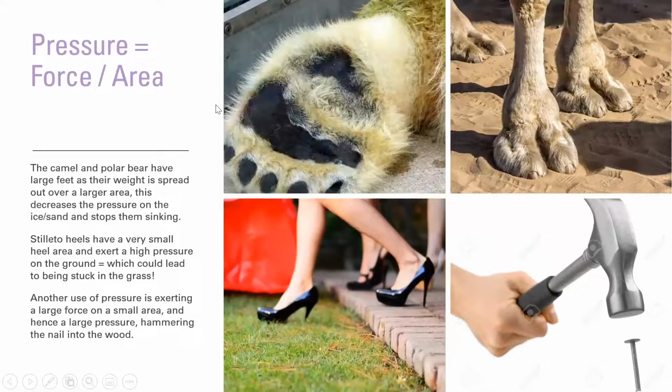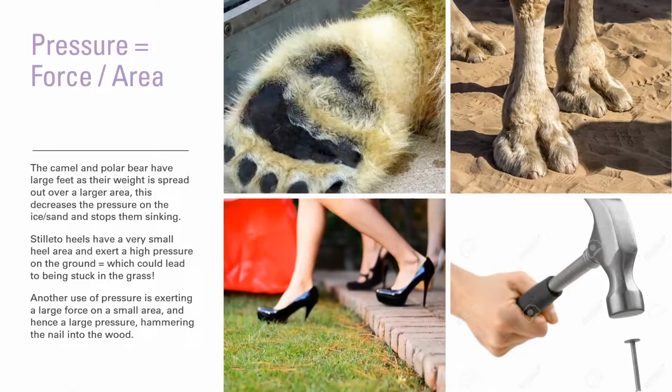Okay, so let's start with the definition of pressure on a surface. The pressure on a surface is the force, measured in newtons, divided by area. Okay, force divided by area. So let's have a think about some things that have to do with pressure.